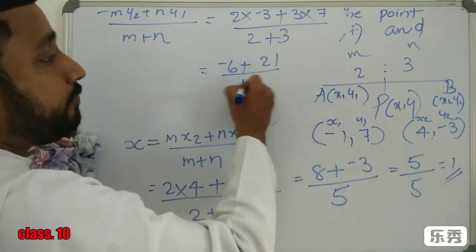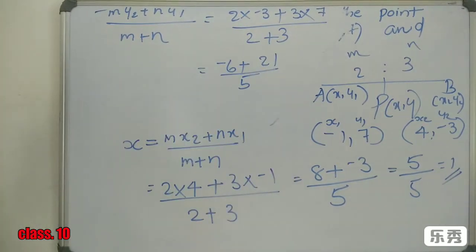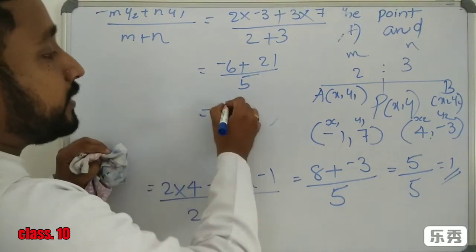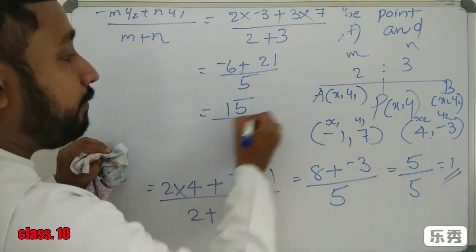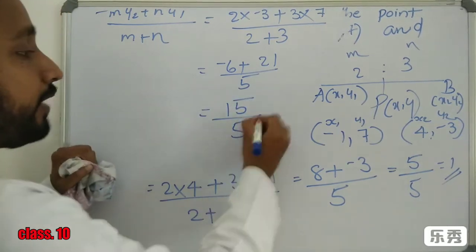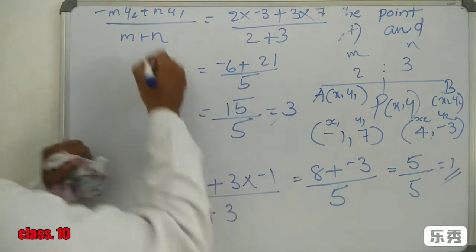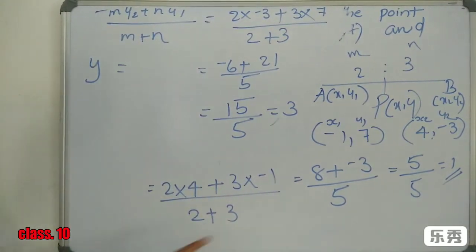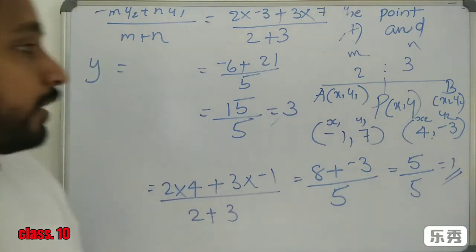2 plus 3, which is 5. So minus 6 plus 21 divided by 5, which is equal to minus 6 plus 21, that means plus 15 by 5. 15 by 5 is equal to 3. So this is y. We got y is equal to 3. x is equal to 1 and y is equal to 3.